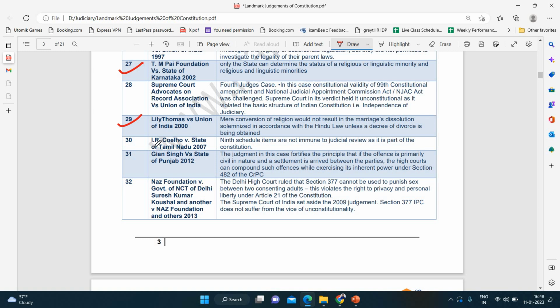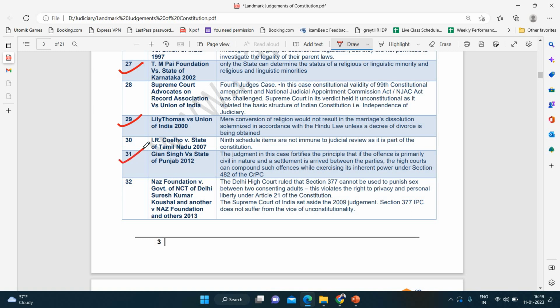Then Judgment 30, I.R. Coelho versus State of Tamil Nadu 2007. The 9th Schedule items are not immune to judicial review as it is part of the Constitution. That means what was discussed earlier in the Waman Rao case was retreated in the I.R. Coelho case, that the 9th Schedule items are not immune to judicial review.